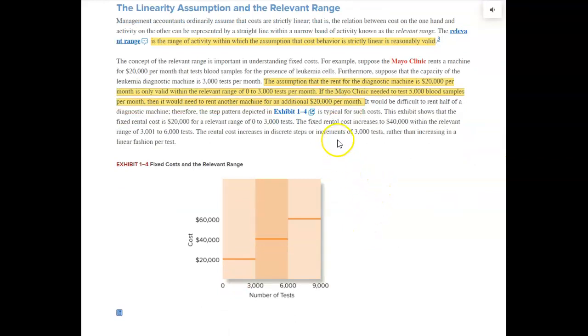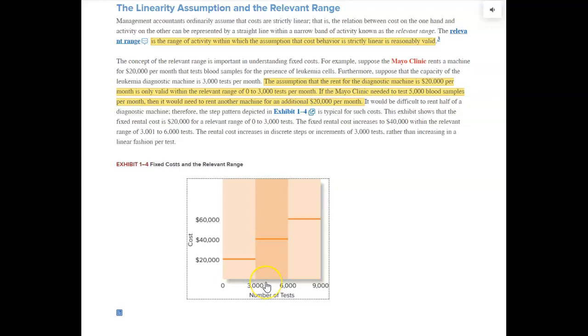Now, to help explain this, the Mayo Clinic rents a machine for $20,000 per month, and it can provide 0 to 3,000 tests. So at $20,000, they rent one machine. Here are the range of tests it can perform. But the Mayo Clinic gets high demand and they need to go over 3,000 tests for a month.